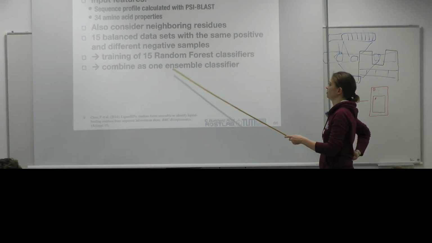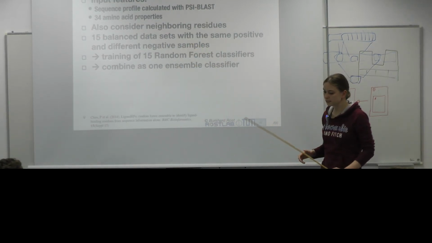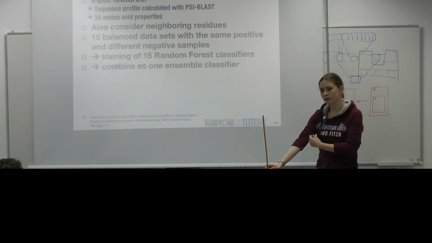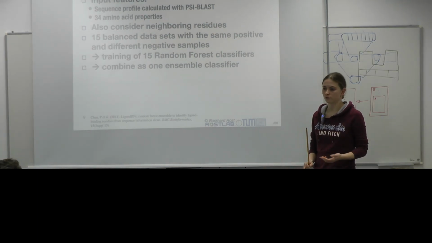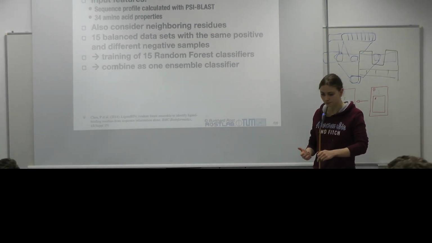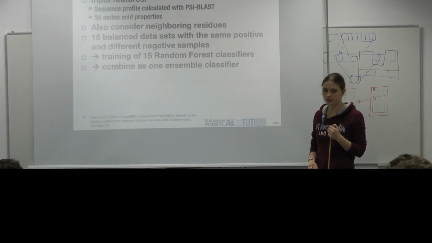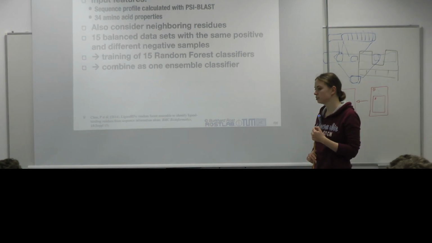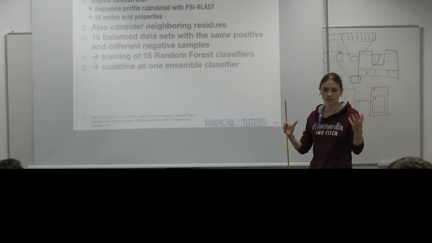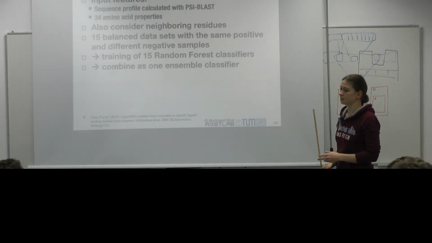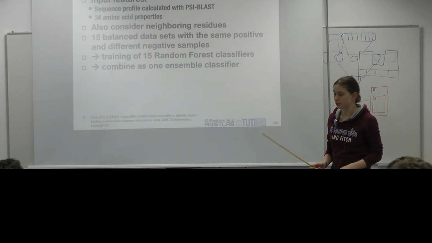And the really interesting thing that they did is these 15 balanced data sets. With binding residue prediction, you have the problem that you have a really high class imbalance. Roughly 10 to 9% of the residues in a protein are binding, which is expected because not much of the protein is actually the binding site, but that gives you a really high class imbalance for your prediction task.